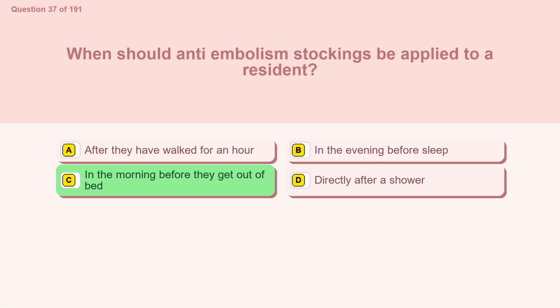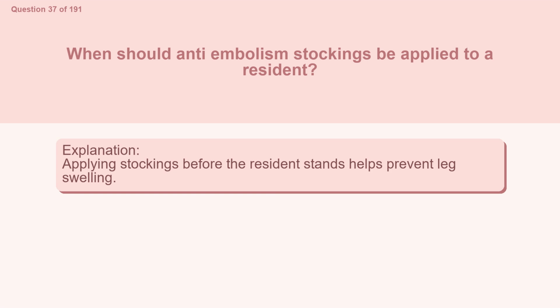The correct answer is option C. In the morning before they get out of bed. Applying stockings before the resident stands helps prevent leg swelling.